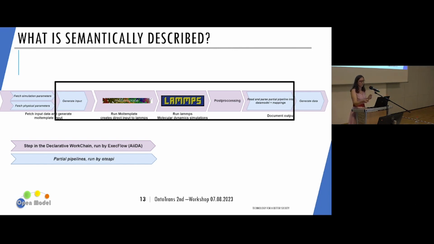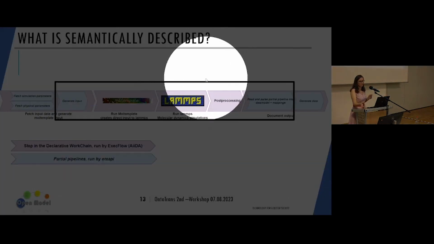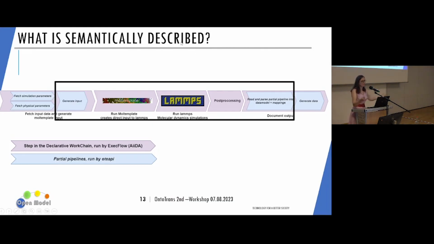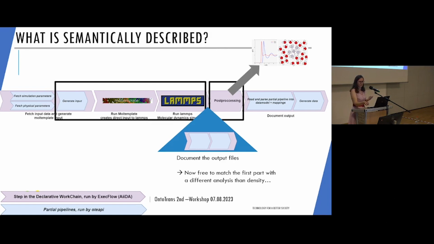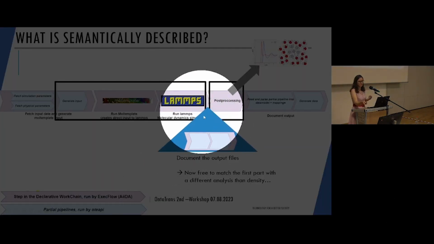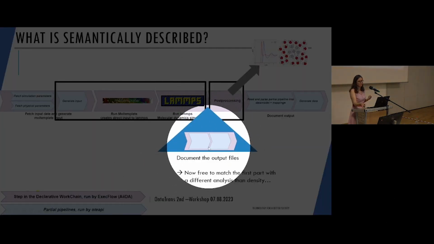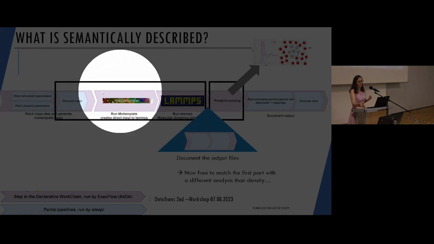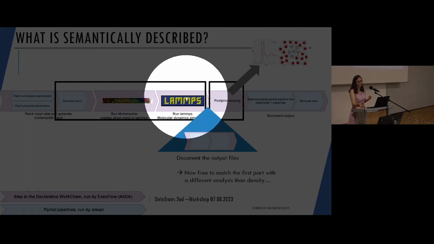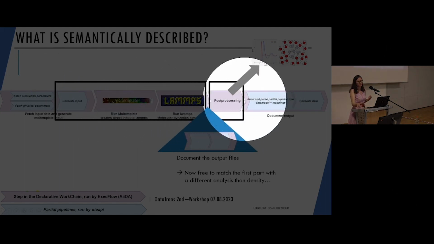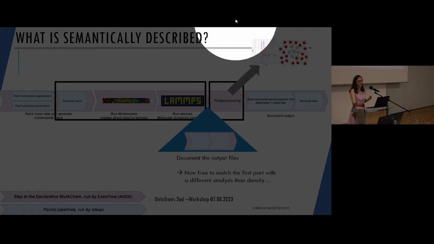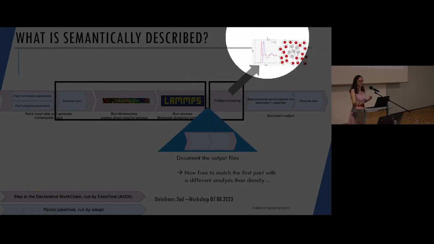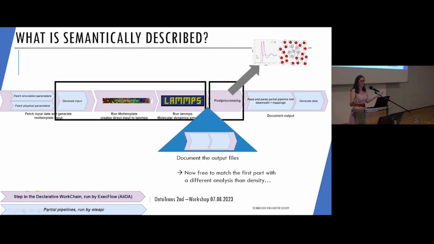But what we can do if we want to make them available in a more direct manner through the OTEAPI pipelines, we can add a new pipeline in between these two steps, which documents the output files. And then we could just use exactly the same declarative workchain up to including LAMMPS. And then instead of using this post-processing here, we could have a different post-processing that we want to make, which, for instance, could be finding the radial distribution functions or something else.